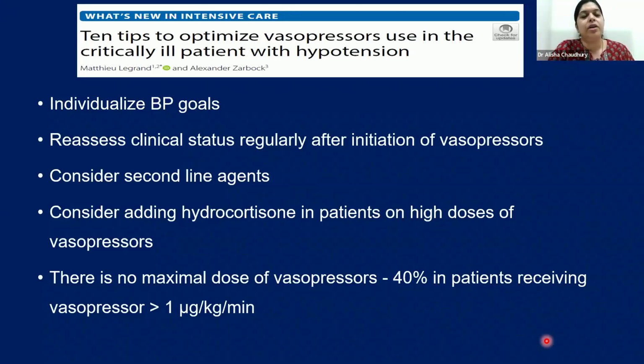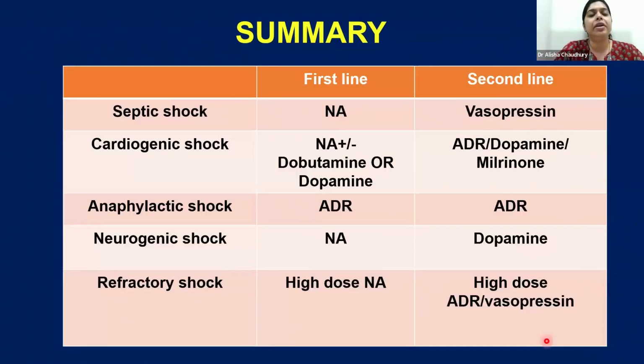Suppose one drug is not working, think about adding a second line agent. Add hydrocortisone, especially for somebody who's requiring a high dose of vasopressor. Maximal dose of vasopressor, if you ask, is still not defined. Looking at the different types of shock, in septic shock Norad will be the first choice. Second line, you can think of adding vasopressin. Suppose myocardial dysfunction is present, think about adding ADR.